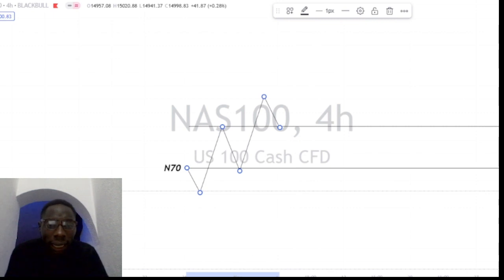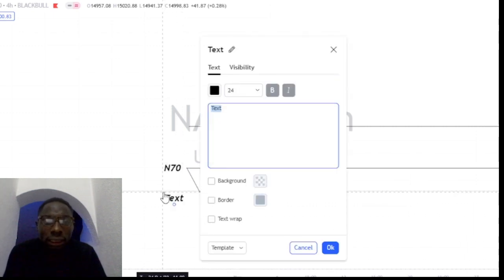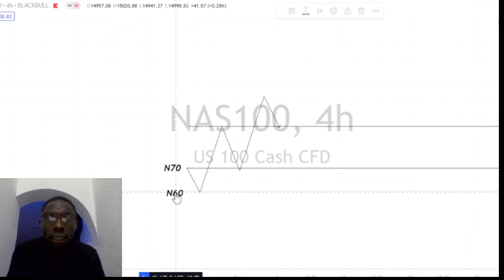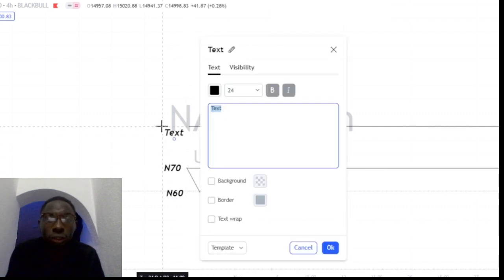This is another explanation. It moves to 60. Remember, we said it moves to 60. This is 60. Okay, price moved to 60. Then it went to hit 100. This is 100.